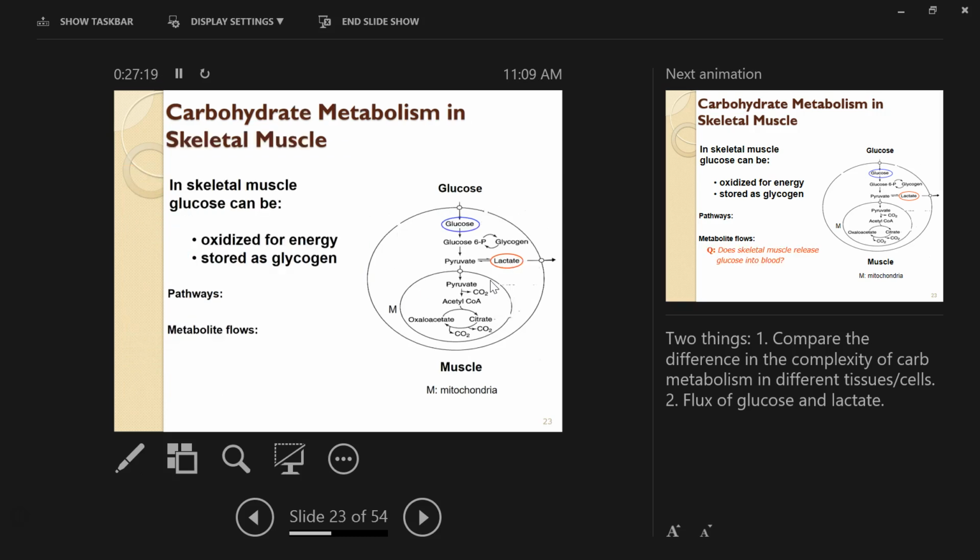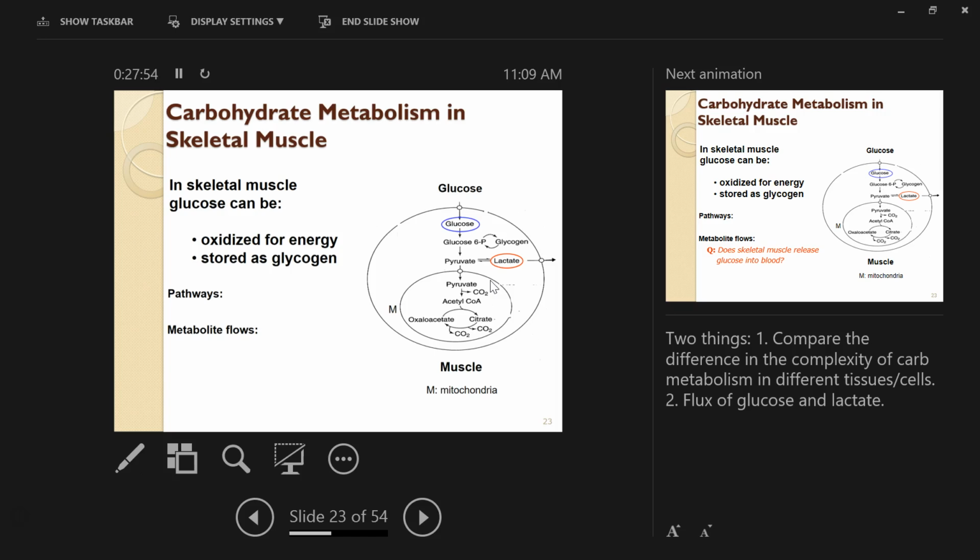This is the skeletal muscle. If you compare it to the liver, it seems like it has fewer metabolic pathways, right? But the skeletal muscle is a tissue that can oxidize glucose for energy, and also can store glucose as glycogen, right? The muscle also stores a lot of glycogen for use as energy during exercise, right? Its purpose is different.